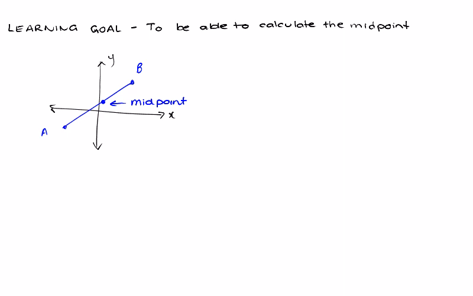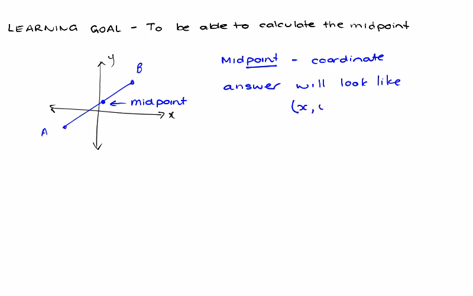Now it's important to understand that the midpoint is exactly that. It is a point or coordinate. So your answer isn't going to be a single number. It's not going to be an equation of a line. It's going to look like a coordinate. So you will have an x value and you will have a y value, and there will be brackets and there will be a comma.